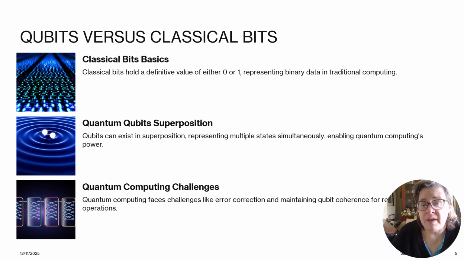Unlike classical bits that hold a value of a 0 or a 1, qubits can exist in a superposition of states, which means sort of neither. I'm trying to explain this simply. This difference underpins quantum computing's unique power and challenges, especially regarding error correction and coherence. So it can be a 1 and a 0 simultaneously, if that's what superposition means.